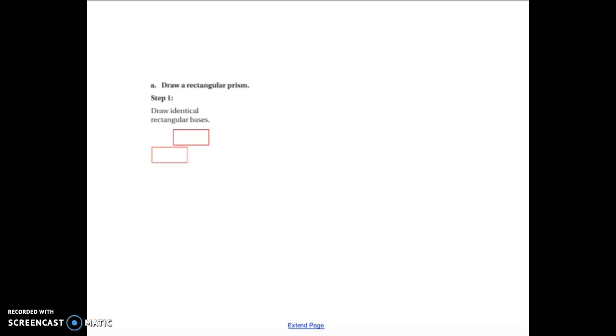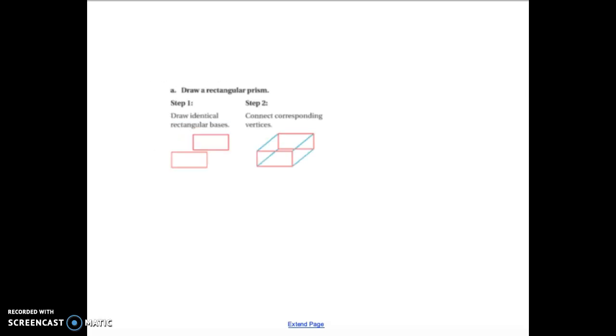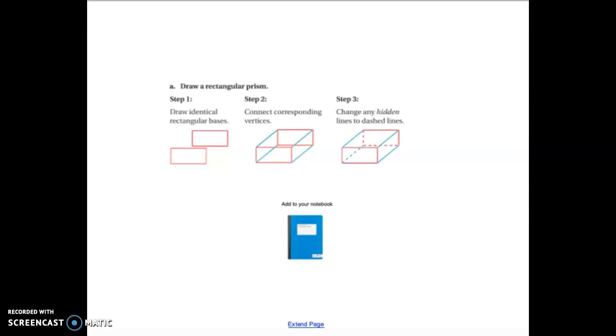To draw a rectangular prism, we want to start with 2 rectangular bases like this. Note that they're kind of offset from each other. Our next step is to connect those vertices. And then we really want to think about which lines we would not see. We wouldn't see any of those if it was really a three-dimensional solid. Now again, it's drawn to look 3D. It's not 3D because you're drawing it on 2D paper, but it's drawn to look 3D. And so these would be dashed lines. All right, make sure you add that to your notebook.